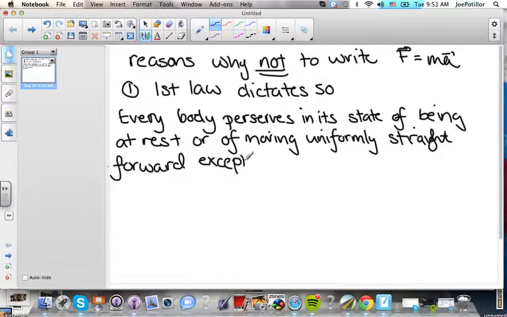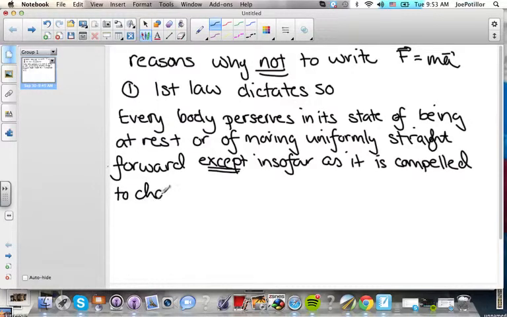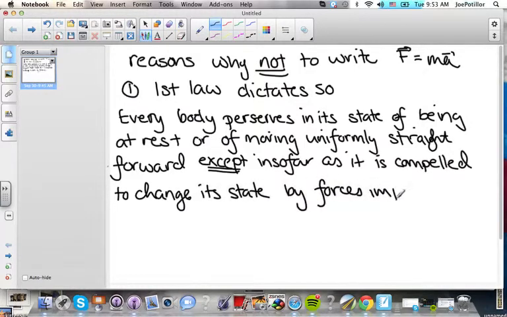except insofar as it is compelled to change its state by forces impressed.